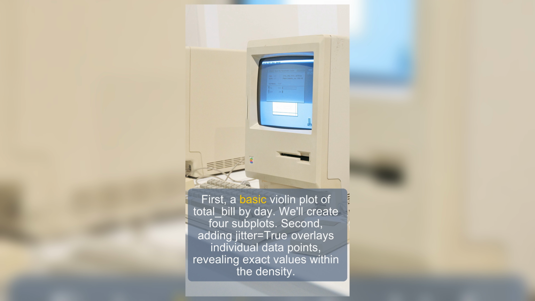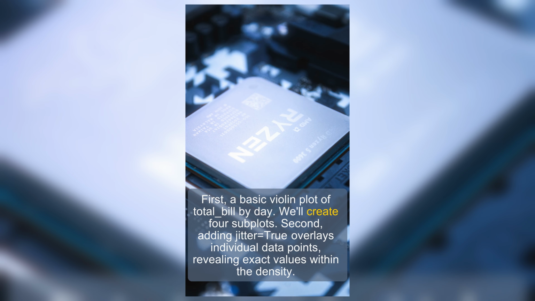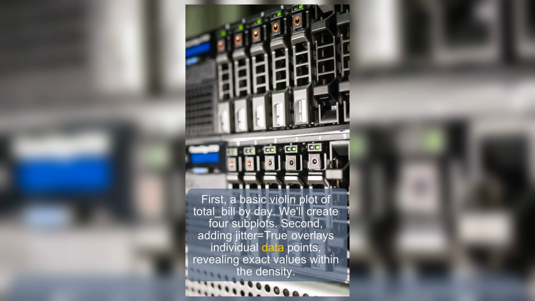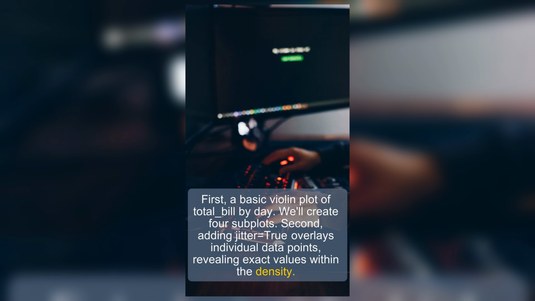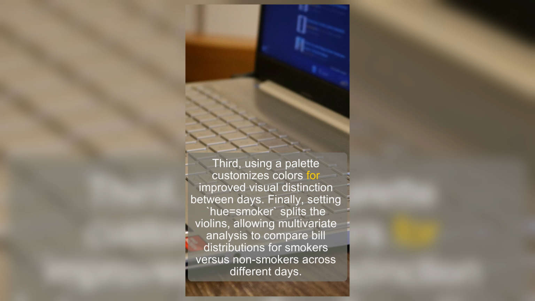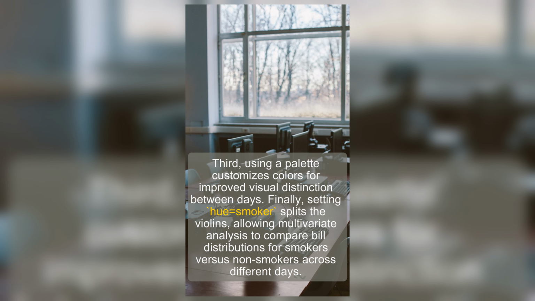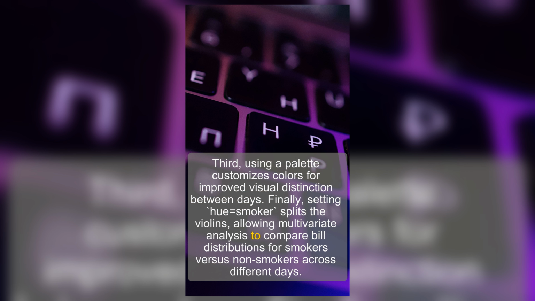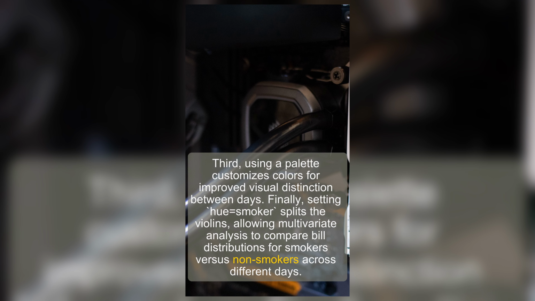First, a basic violin plot of total_bill by day. We'll create 4 subplots. Second, adding jitter=True overlays individual data points, revealing exact values within the density. Third, using a palette customizes colors for improved visual distinction between days. Finally, setting hue=smoker splits the violins, allowing multivariate analysis to compare bill distributions for smokers versus non-smokers across different days.